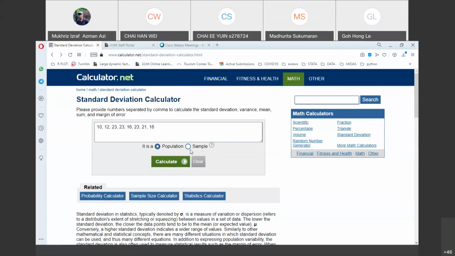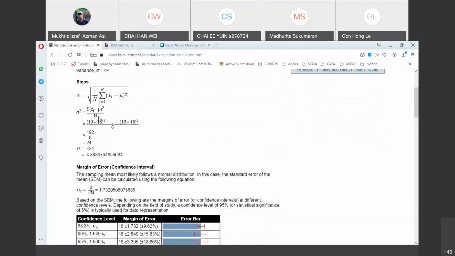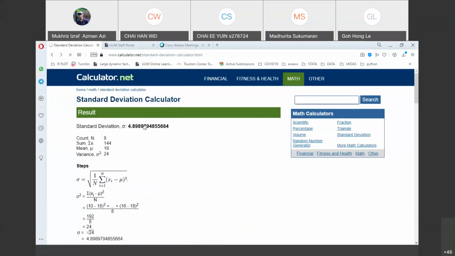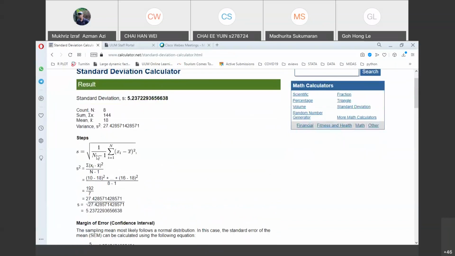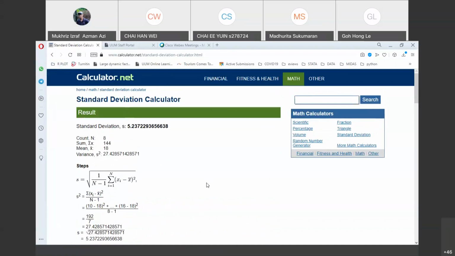For this one, you can see that it is also divided into population and sample. For population, we only divide by n. If you want to use the sample, the formula is divided by n minus 1. This is the difference between sample and population standard deviation, which we covered last week. So dividing by n minus 1 gives you the sample formula, but dividing by n gives you the population formula. If you want to use an online calculator, use calculator.net, or else you can just use your manual calculator to perform the calculation.